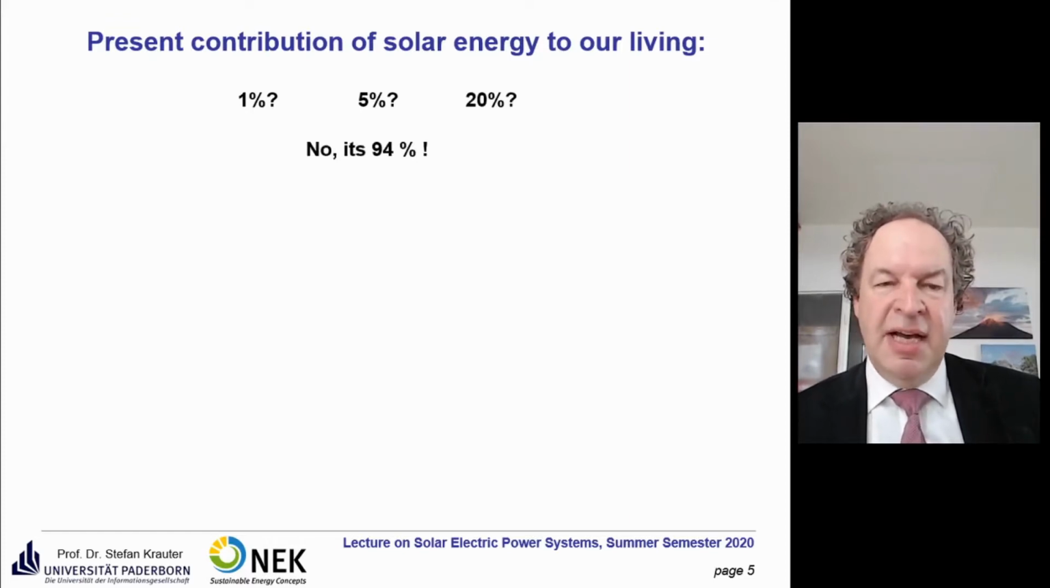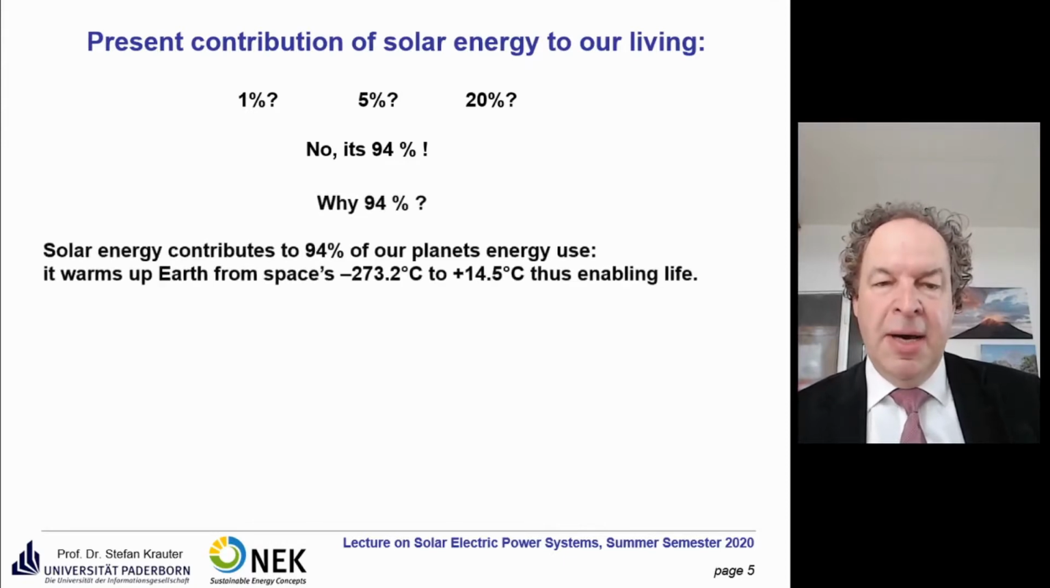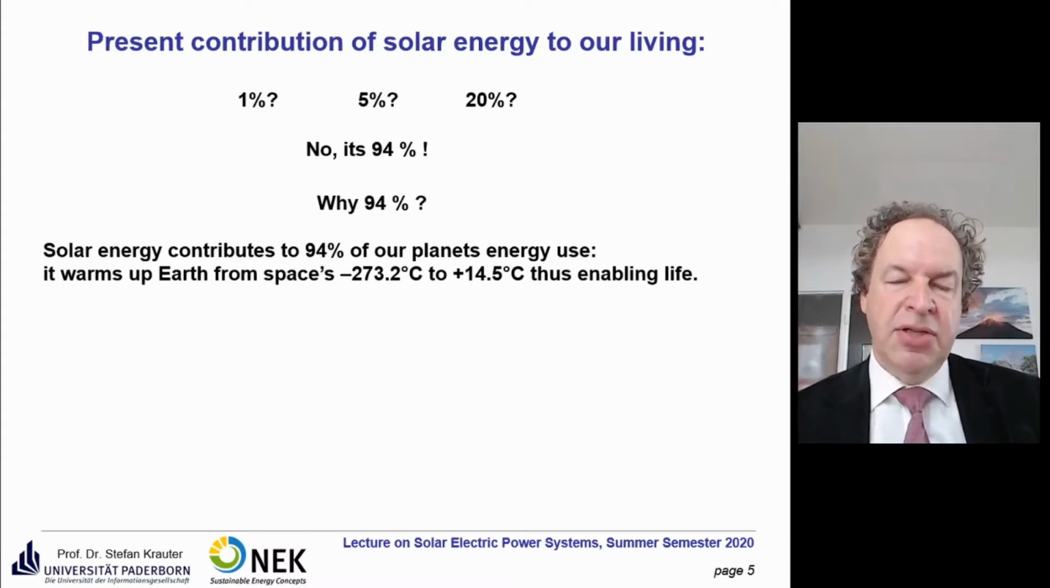Without the sun, our planet would be much, much cooler. We only can have a temperature of 14.5 degrees. That's the average global surface temperature due to the sun. And without that heat source, we would have very cold temperatures and no life on this planet.